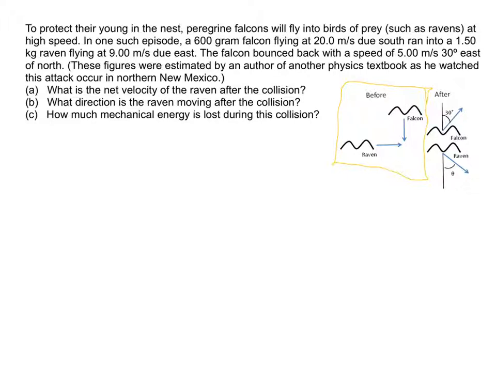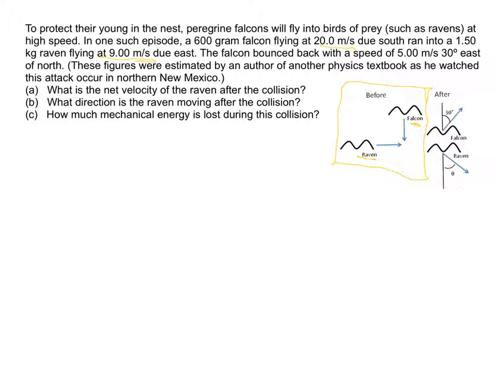One of the ways they do that is by dive bombing and crashing into them to chase them away. They tend to be quicker and more maneuverable, so they can do that. And so here we see a falcon flying due south, so straight down in the picture. The falcon is labeled here. It's the smaller bird at 20 meters per second, and it collides with a raven that's flying at 9 meters per second due east.